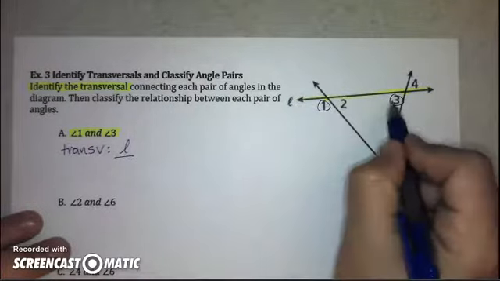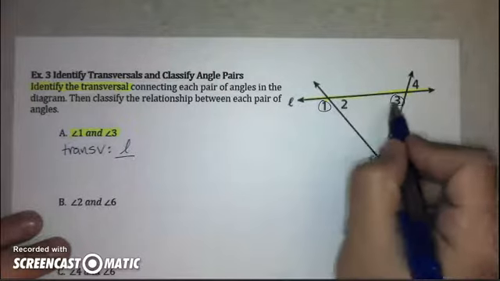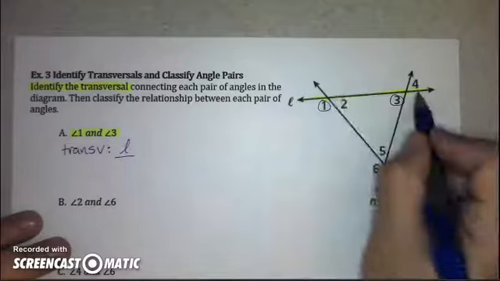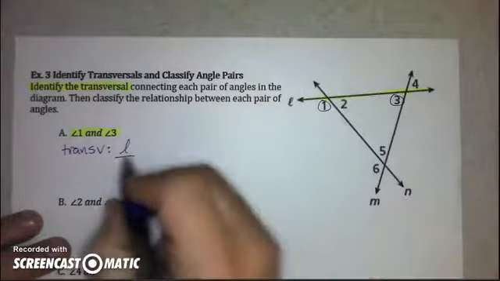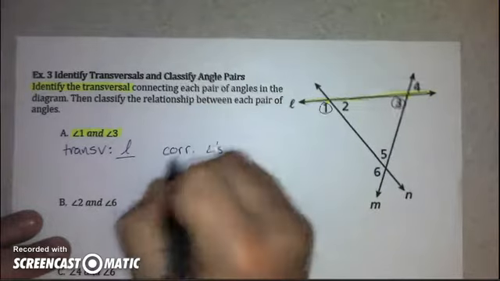Then you can look at angles 1 and 3 and realize they are both below the transversal. So they're on the same side of the transversal. And they are both to the left of the other two lines. So they're in the same position with respect to the transversal and the other two lines. These are considered corresponding angles.